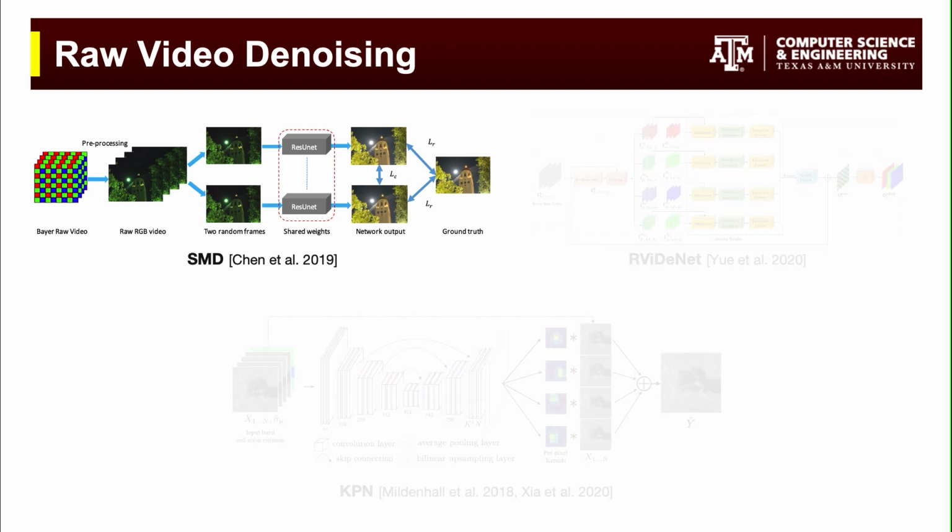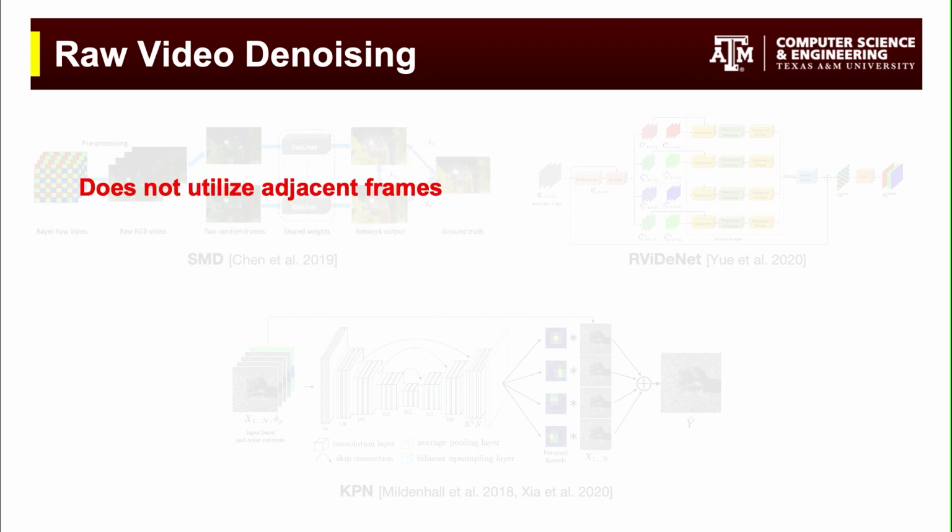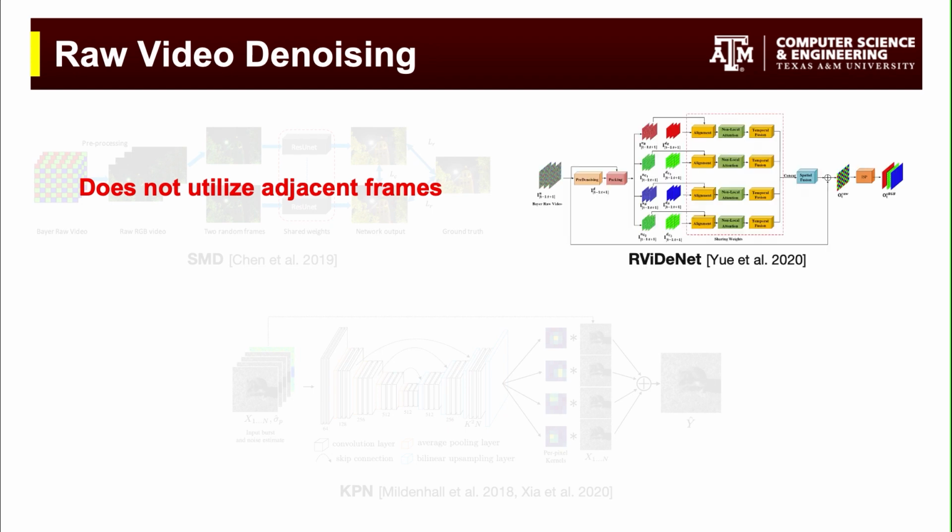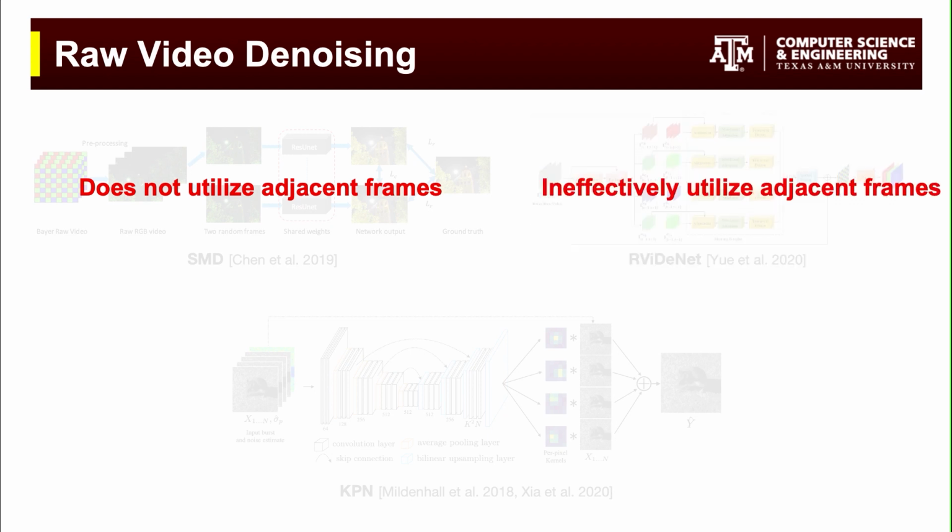Specifically, Chen et al. proposed to train a network to denoise each frame and enforce the result of consecutive frames to be similar. However, the method does not utilize the information of adjacent frames. Yue et al. proposed to incorporate the information of neighbor frames by implicitly aligning their features. However, since they implicitly align the images, their method is not able to effectively utilize the information of neighbor frames.